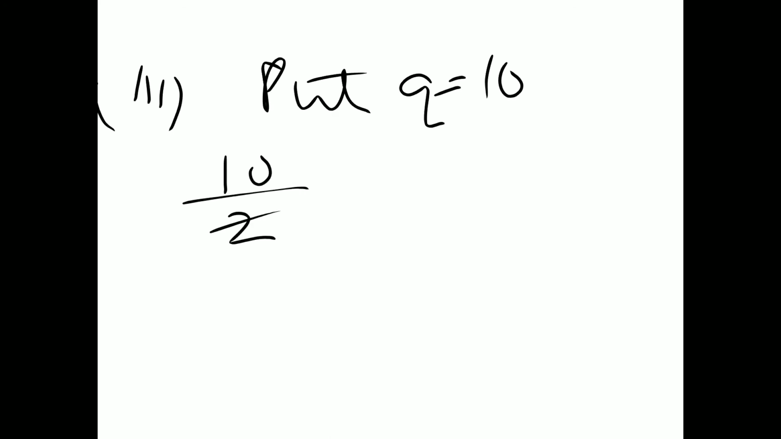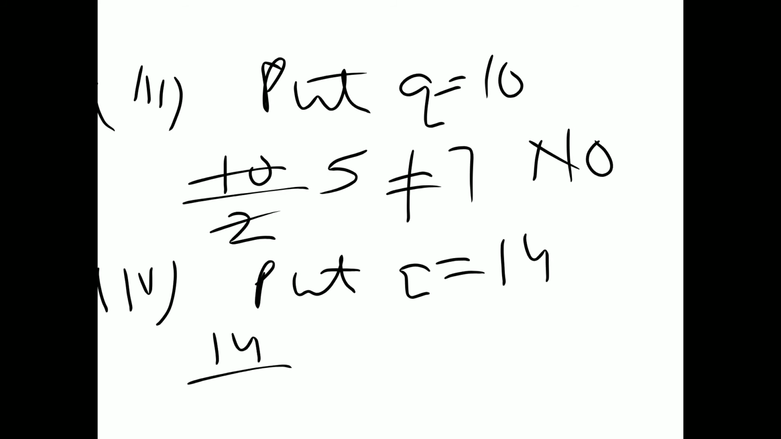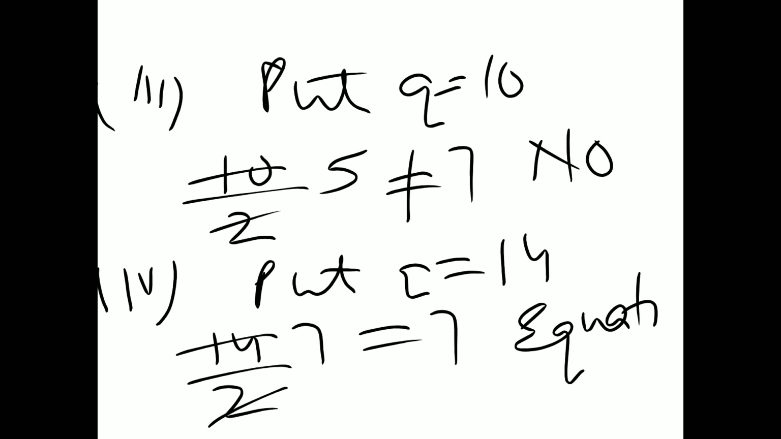Now third time you have to put Q is 10. So 10 upon 2, if you divide it, answer come 5. 5 is equals to 7? No. Again no. Then fourth one, put Q is equals to 14. So 14 upon 2, if you cancel it, it comes 7, which is equals to the right hand side. So you write equation satisfied. Clear? They are asking now which one equation is satisfied. So this one equation is satisfied.